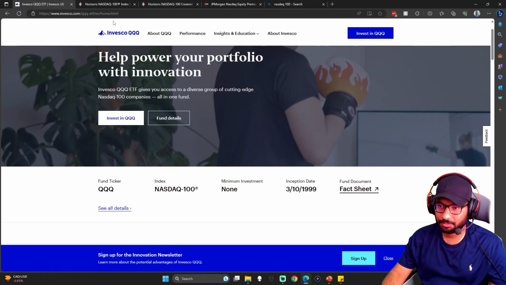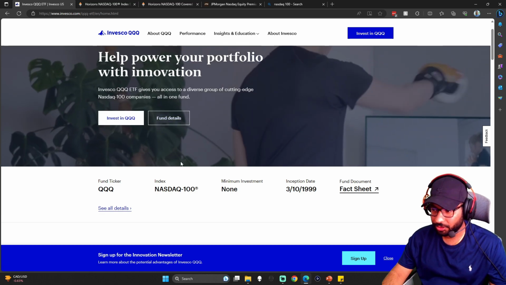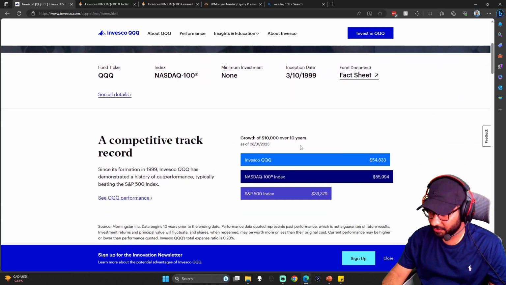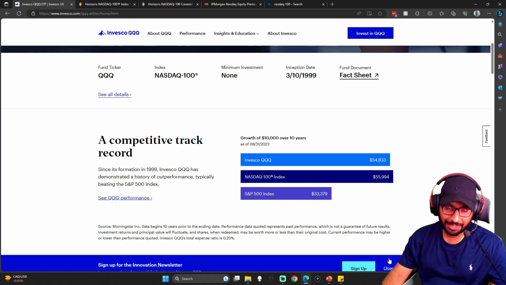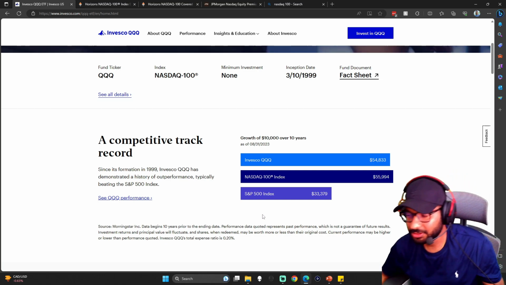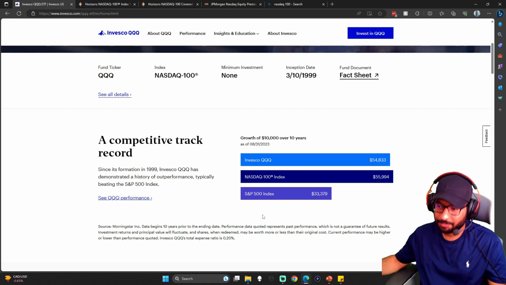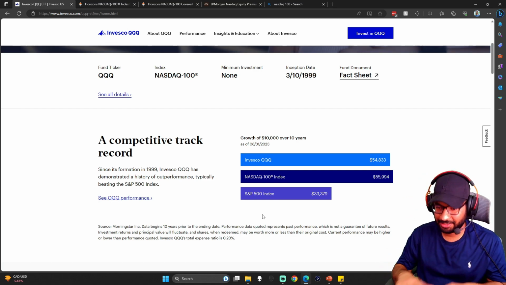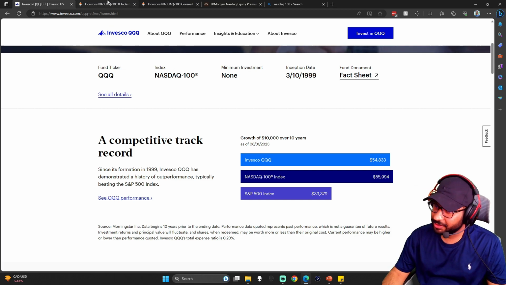So this is the first growth one, QQQ in USD. This is very interesting, I want to show you the analytics, the growth of 10,000 over the last 10 years. As you can see, it has almost doubled the money. So it's a great pick, but most investors have a higher weightage in the S&P 500 because of its history. So this is another great one.